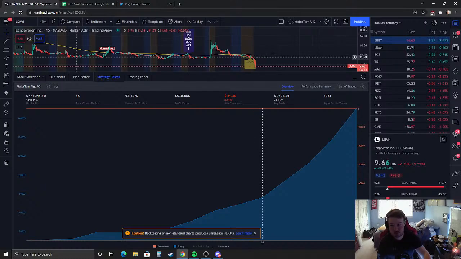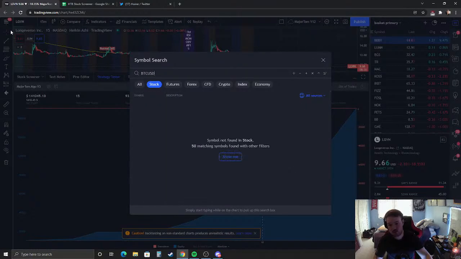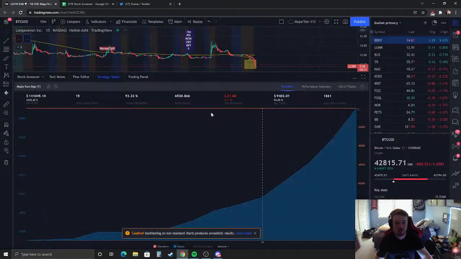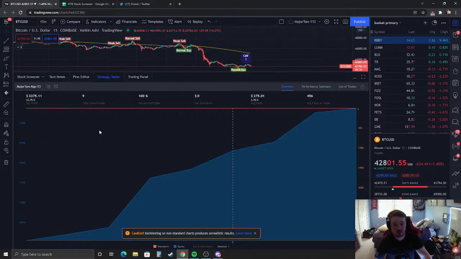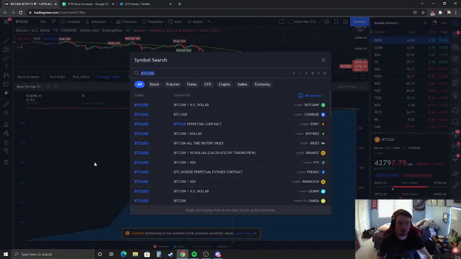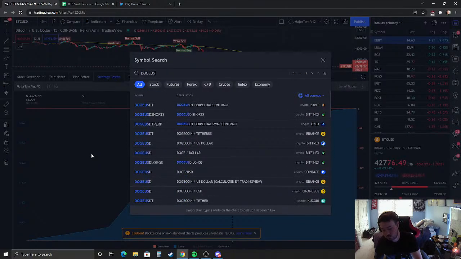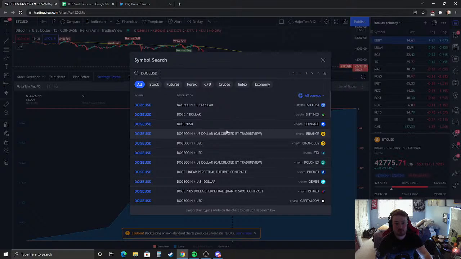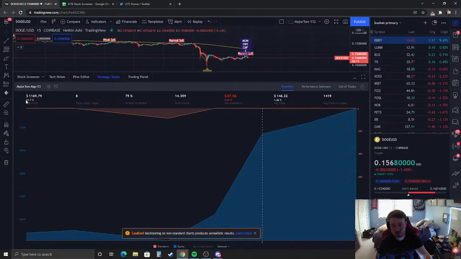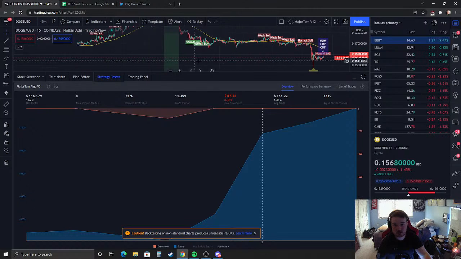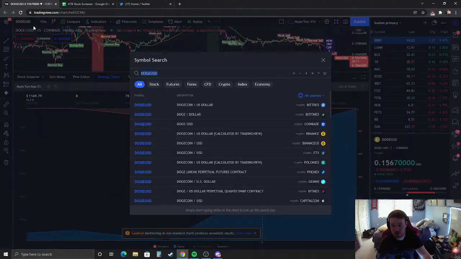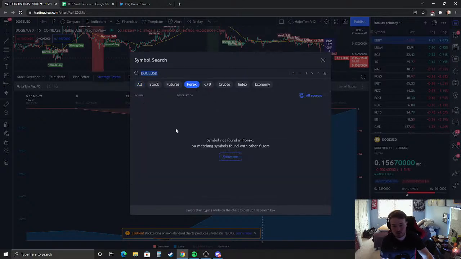I can use it on crypto. I can do BTC USD, right? Look, I'm getting returns while crypto's going down. I can use it on Dogecoin, and wow, it got 11% return on Dogecoin, and Dogecoin's been taking a complete poop lately. It only takes long trades, so it doesn't open you to short selling, and you can use it on anything, literally anything. You can even use it on Forex.